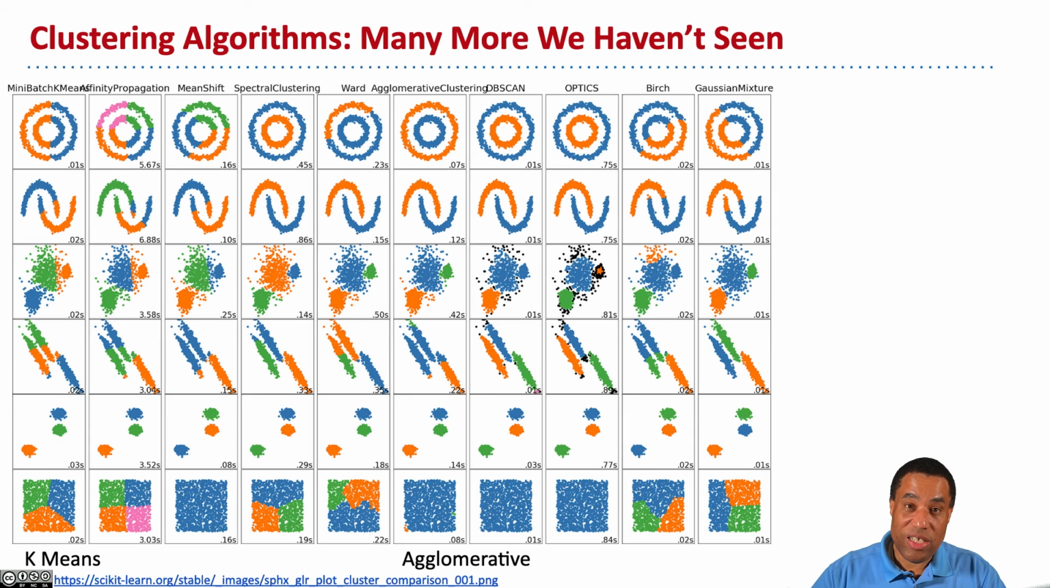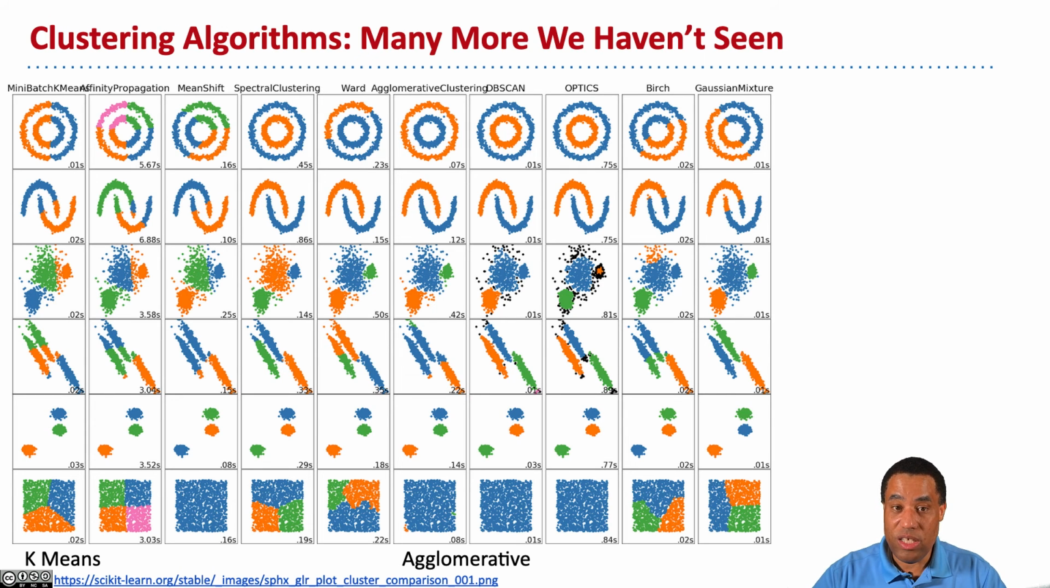Okay, so remember I said there are lots of different clustering algorithms. So there's a huge set of clustering algorithms. Here are some of the algorithms that are implemented by scikit-learn. We just looked at two of them. We looked at k-means and we looked at agglomerative. But there are many other types of clustering algorithms that you could use.